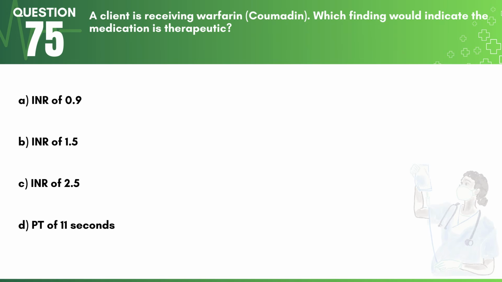Question 75. A client is receiving warfarin, Coumadin. Which finding would indicate the medication is therapeutic? A. INR of 0.9. B. INR of 1.5. C. INR of 2.5. D. PT of 11 seconds.